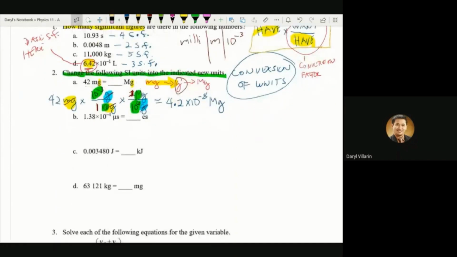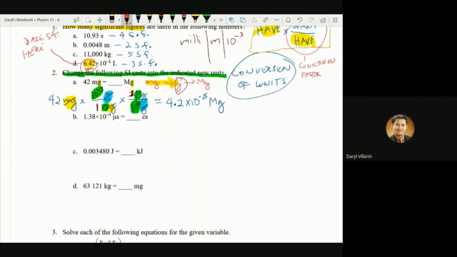Okay, so let's do letter B. So I always start with a roadmap. Again, it's just much easier for me to see what I will do. Well, the original unit has 2 letters. So that means that the first letter is my prefix. And the final unit that I want has 2 letters also. So that means that the first letter here, C, pertains to a prefix, which is centi. So this symbol here is micro, so that's microsecond to centisecond.